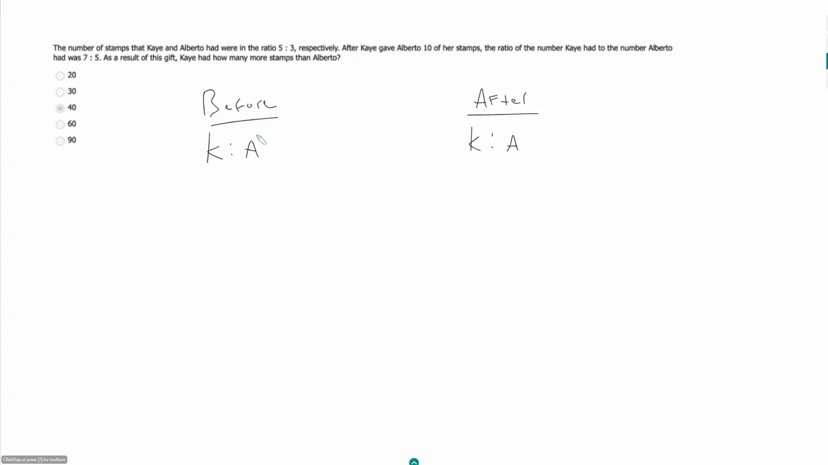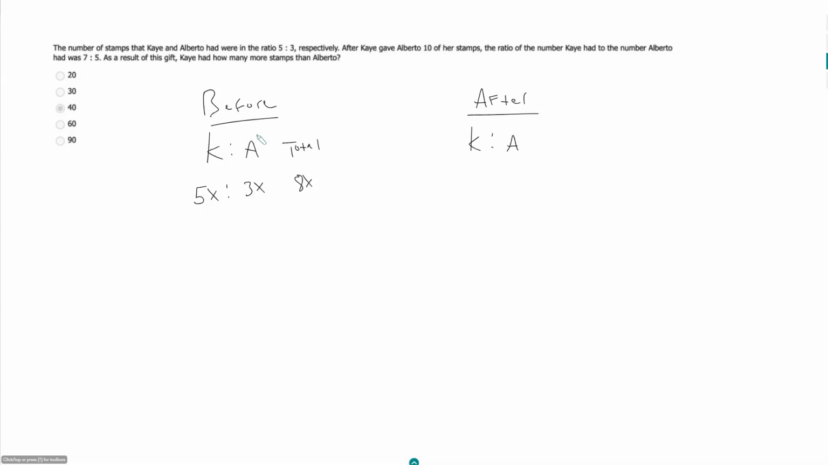And so they say we started with a ratio of 5 to 3, so we can write that as K has 5x stamps to start, and Alberto has 3x stamps to start, where x is just some integer multiplier, and that also means we have a total of 8x stamps.